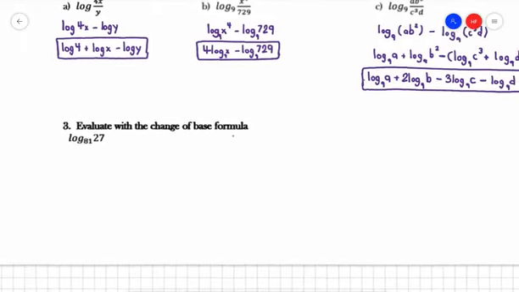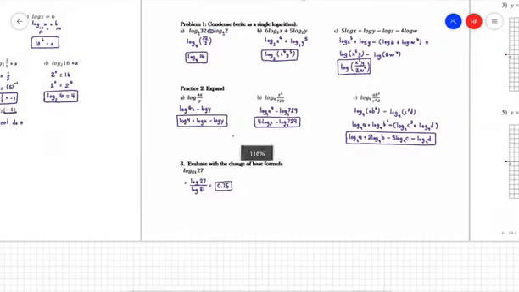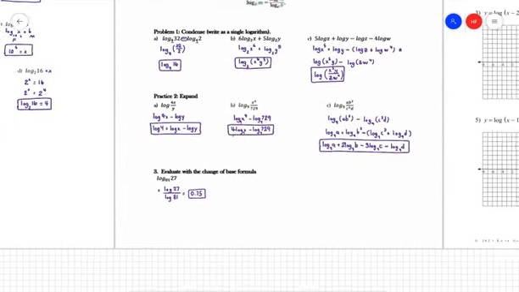Then on the next section, we are doing one problem where we evaluate using the change of base. So log base 81 of 27 would equal log with a base of 10 of 27 over log with a base of 10 of 81, which is 0.75. So if you had a calculator without the ability to find what the logs are with different bases, and you had to use log base 10, then the change of base formula is helpful.